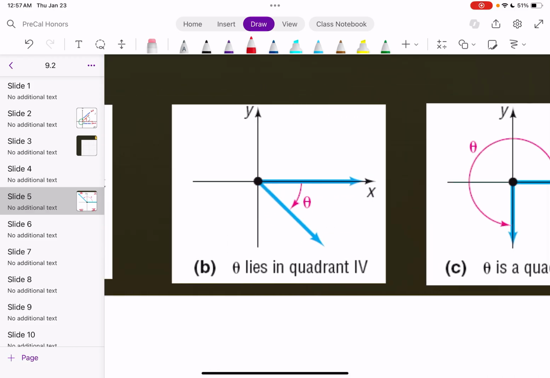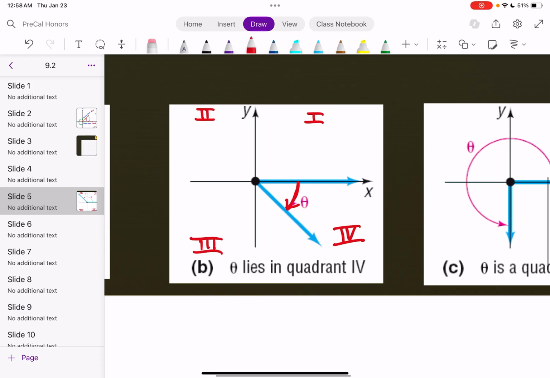For example, B. Once again, our quadrants are in the exact same place, but due to the fact that our initial line is at the 0 and we are going down into the fourth quadrant, this means that this would be a negative measure. Now, this would be in the fourth quadrant. Remember, this would be 1 in the top right, 2 in the top left, 3 on the bottom left, and 4 on the bottom right.